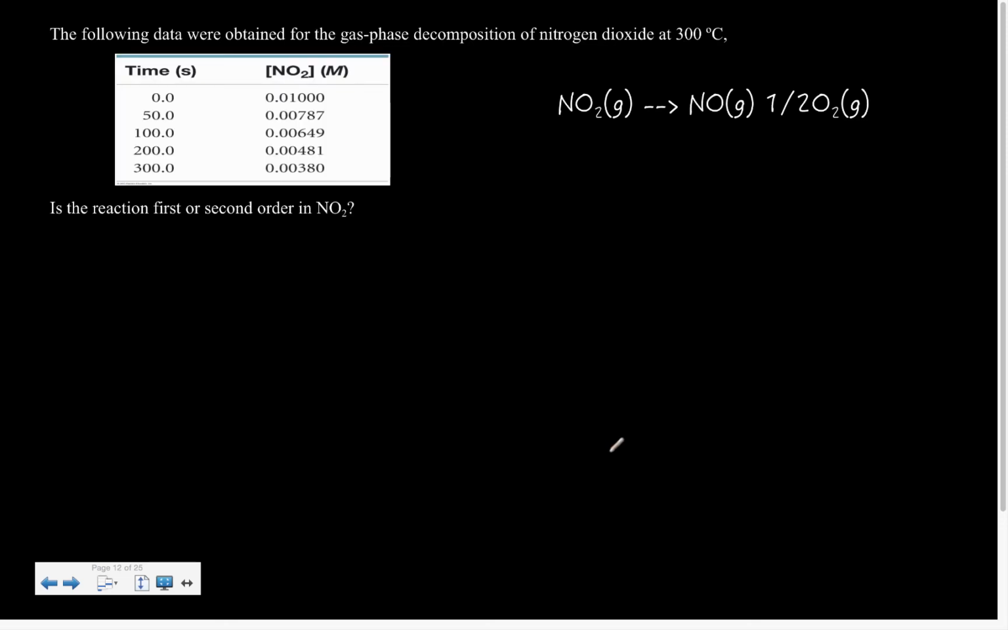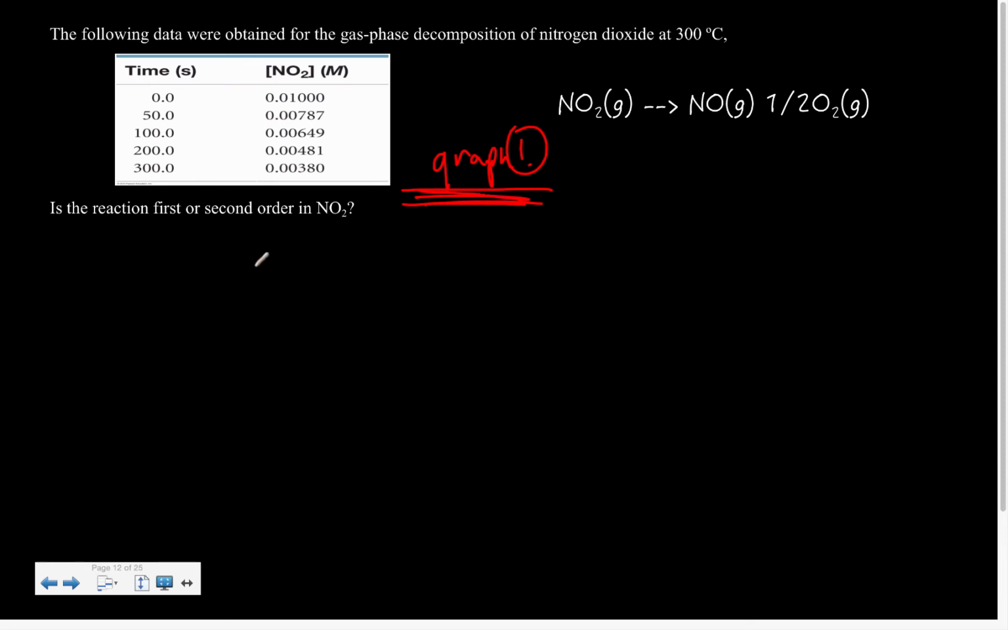Okay, next. All right, the following data were obtained for the gas phase decomposition of nitrogen dioxide at 300 degrees Celsius. Anytime you're presented with time versus concentration, we should be thinking to ourselves: graph. That is different than before, when we were asked about rate laws and rate orders, when we had trials and concentrations and rates. Here there are no rates, it's just time versus concentration. When we have time and concentration, we should always be thinking about graphing our data.